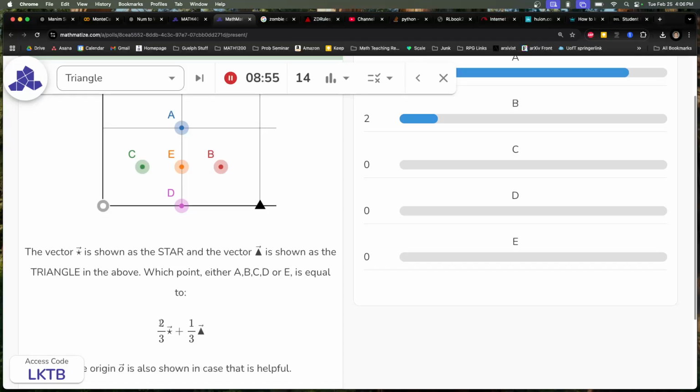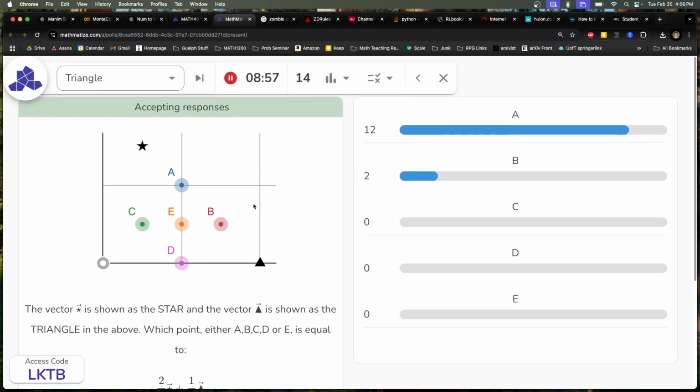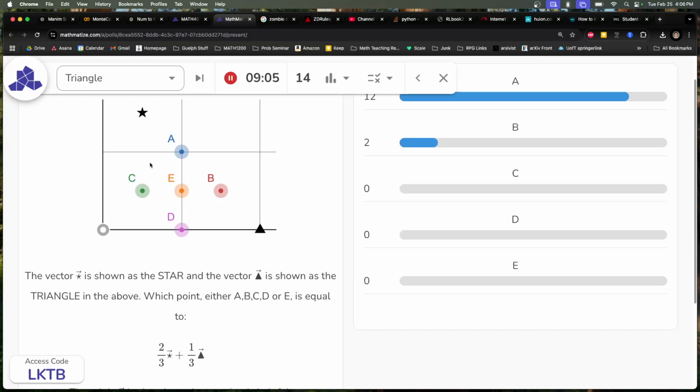We have 2/3 of the star and 1/3 of the triangle. So I think everybody realizes it's going to be somewhere between star and triangle. There's a funny special name given to this kind of combination. Does anyone know what this kind of combination is called? Yeah. It's true, it is a linear combination. So anytime you do anything times this plus anything times that, it's always a linear combination. And a linear combination will be somewhere in the span, but this is a special type of linear combination.